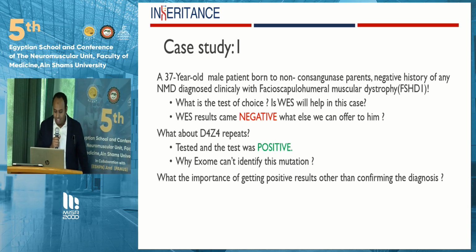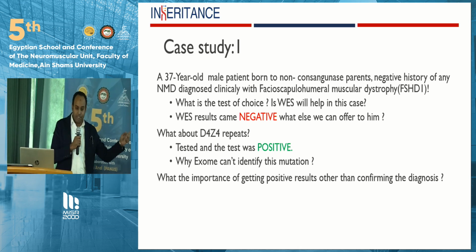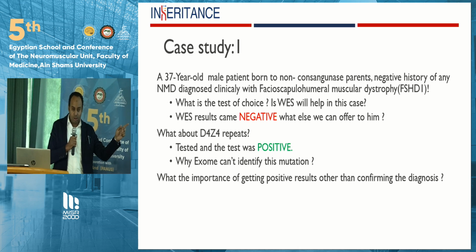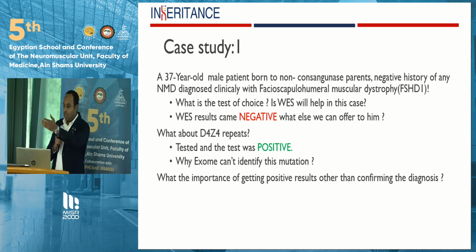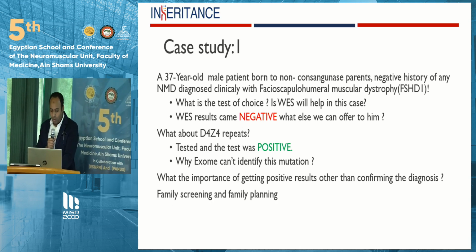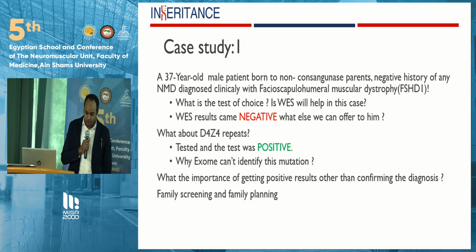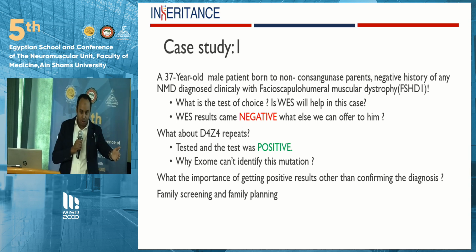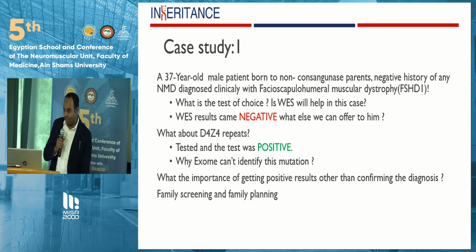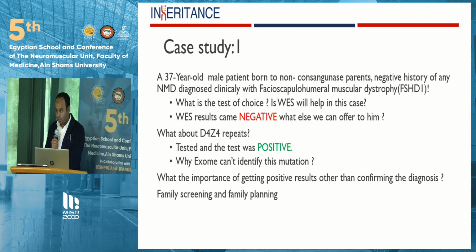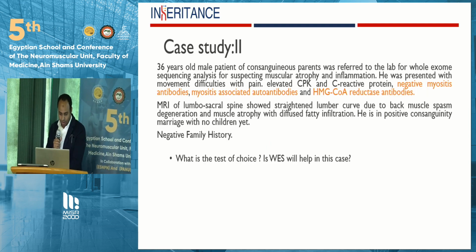So, what is the importance of getting the positive result for this patient? What was very important for him is to have family screening for his daughter and to plan for PGT, which is pre-implantation genetic diagnosis, to have children without the condition.